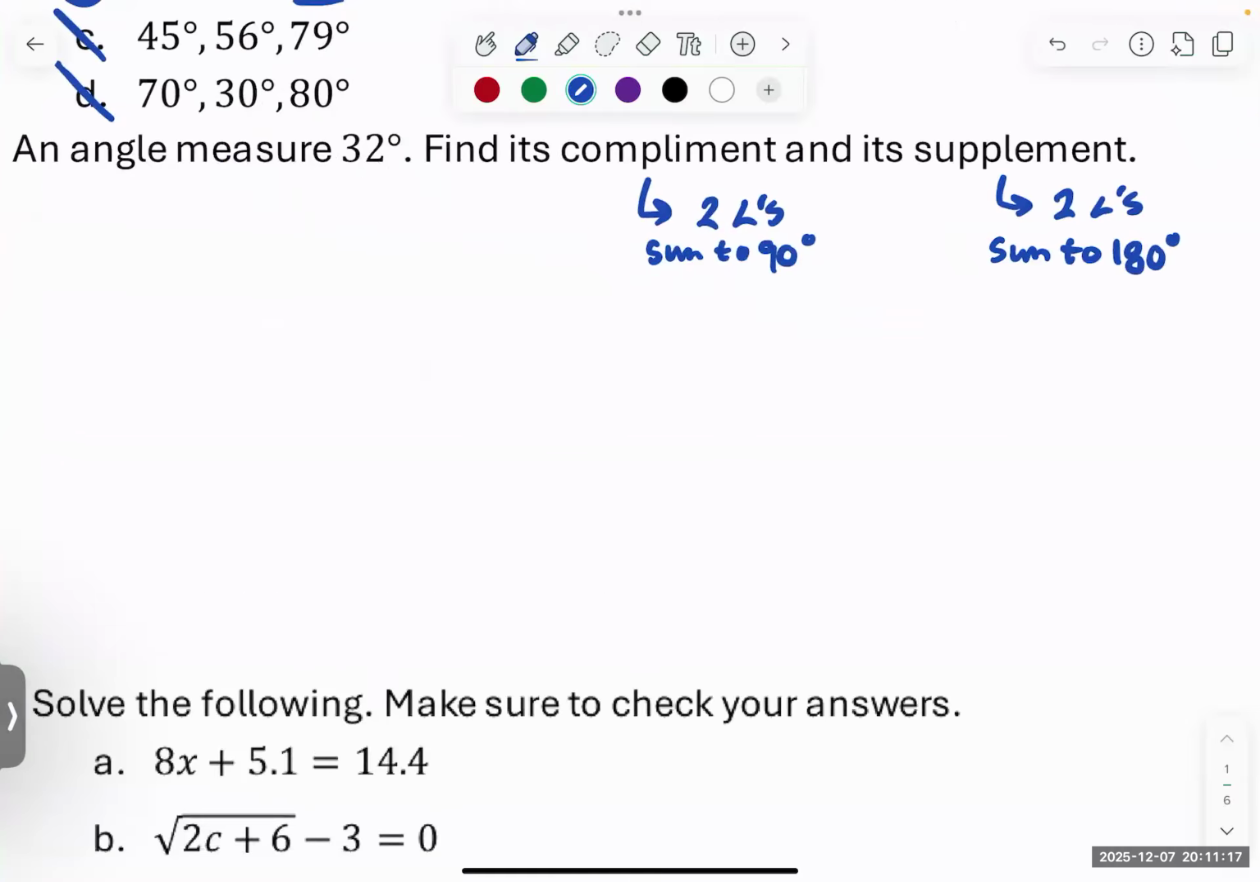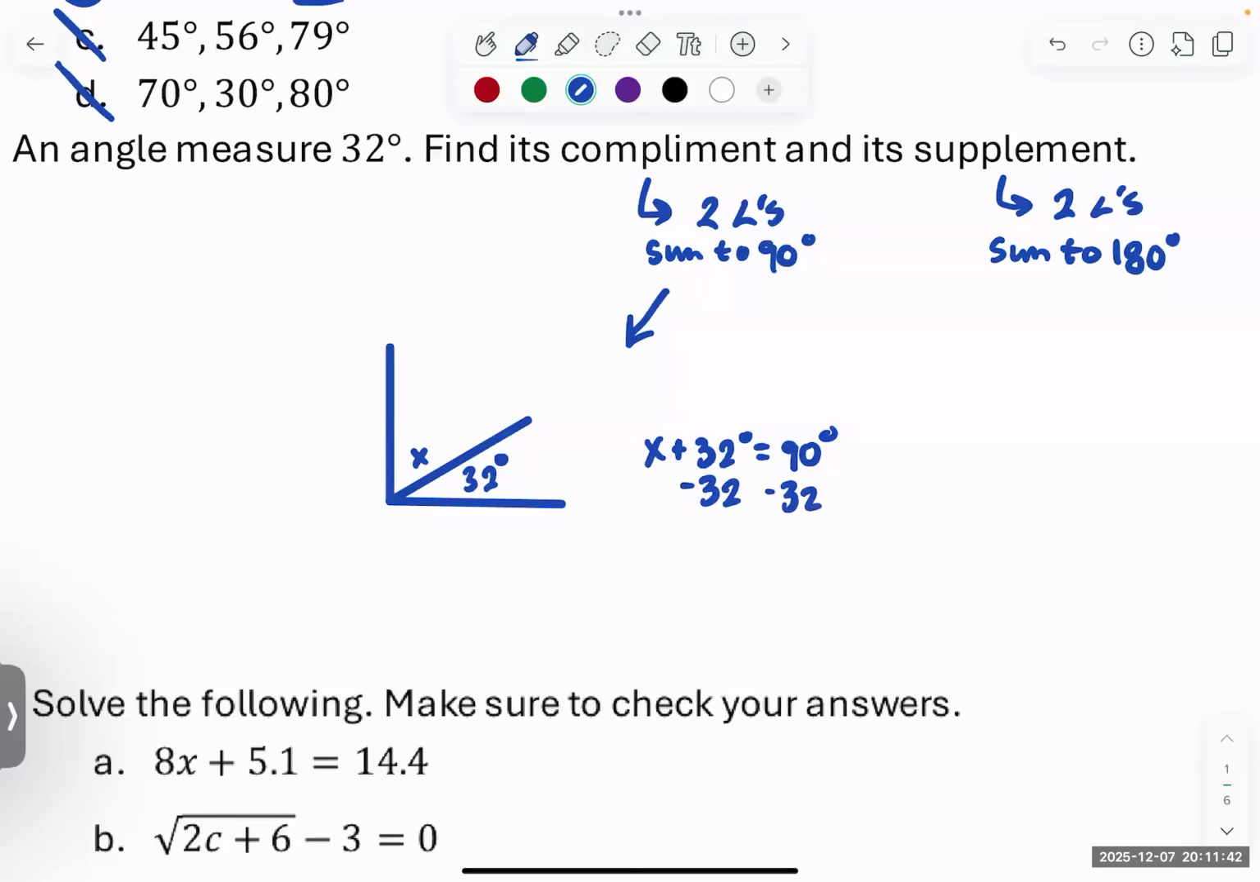So for here, you can think of it like this. Let's say I have these two angles, 32 degrees and x. This is essentially saying that x plus 32 degrees has to equal 90. We want to find what that x is. And to do that, just subtract 32 from both sides. X equals 58 degrees.